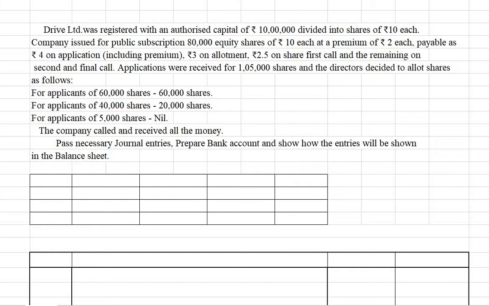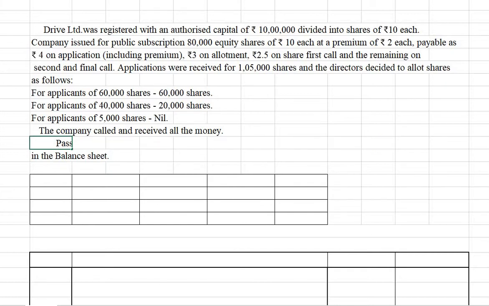Okay. What you have to do? You have to prepare necessary journal entries and show how the entries will be shown in the balance sheet. This bank account we don't want. We can avoid this bank account. We can make how the items will be shown in the balance sheet.